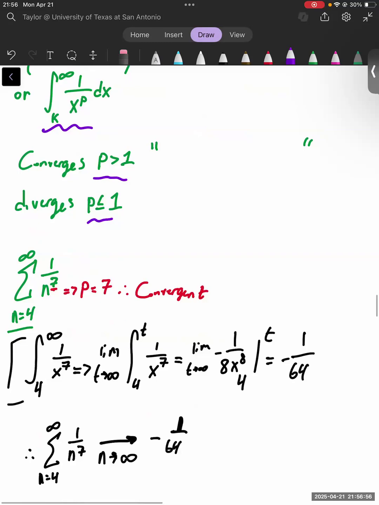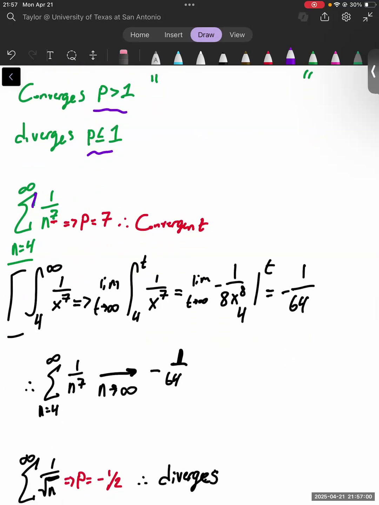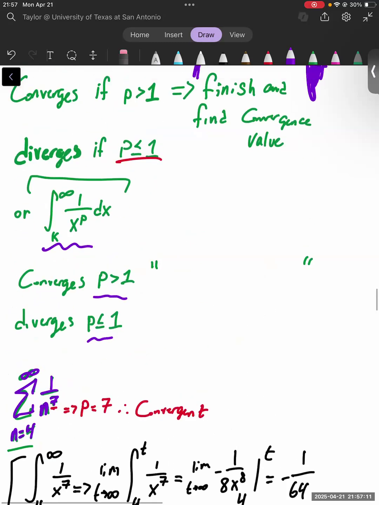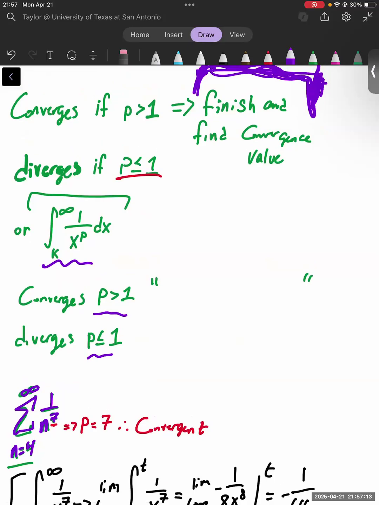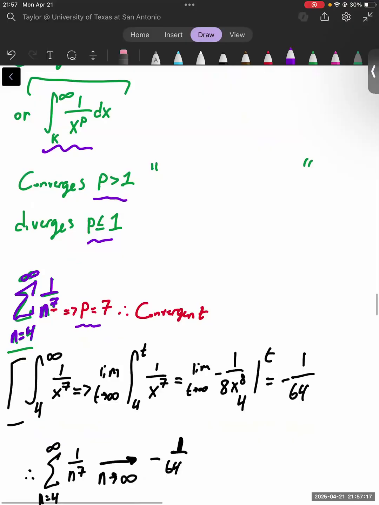Okay, so first we have the sum from n equals 4 to infinity of 1 over n to the 7th. Again, by our p-test, it's convergent if p is greater than 1. In this case, p is equal to 7. Therefore, it's convergent. And now we have to finish it out.